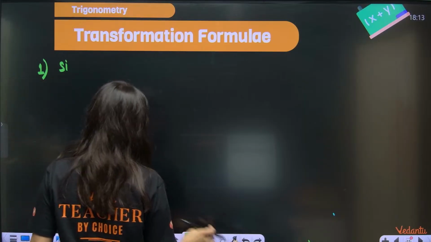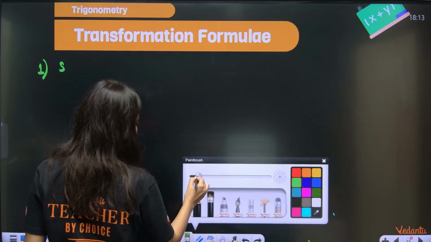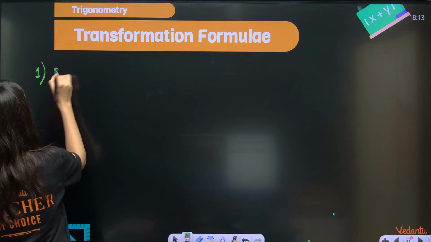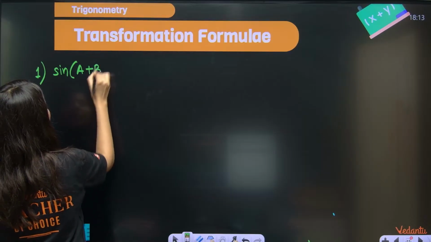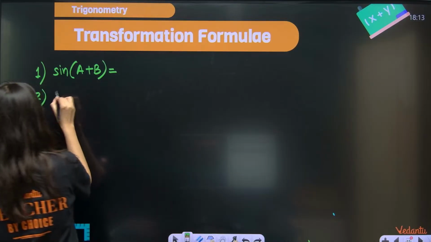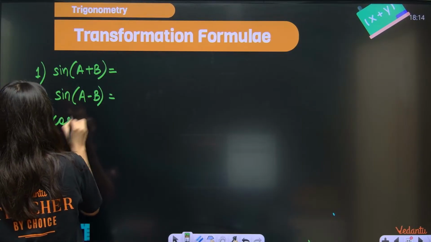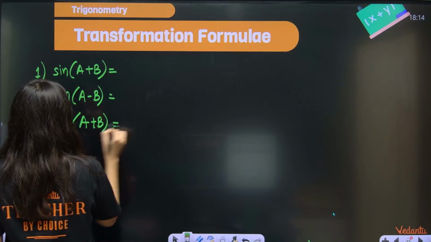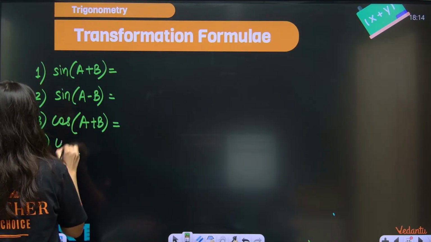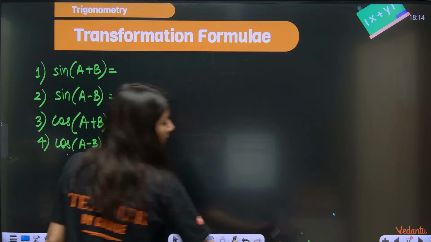Sine A plus B. Second, sine A minus B. Third, cos A plus B. And fourth, cos A minus B. Okay, clear?